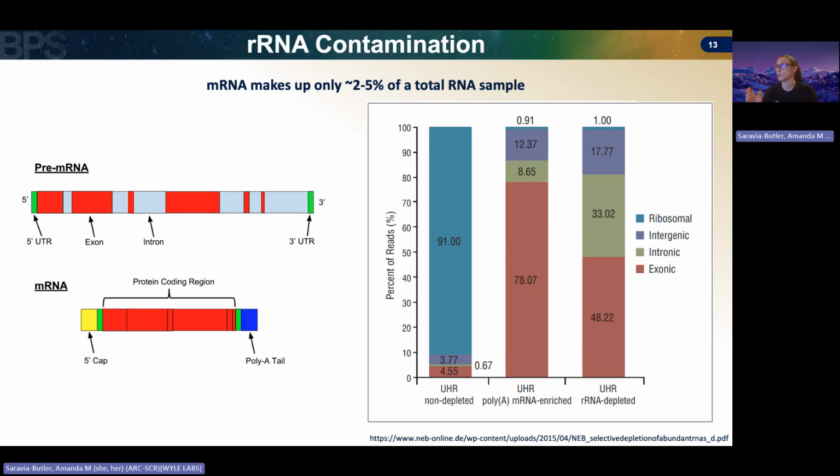Removing ribosomal RNA is almost never 100% efficient. So you will probably get some trace amounts of ribosomal RNA.